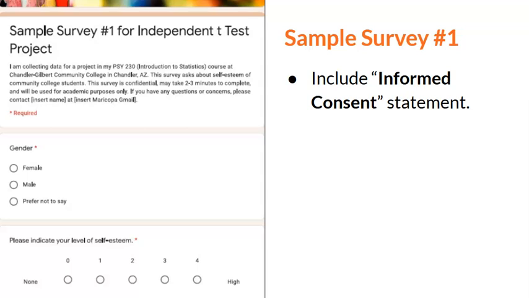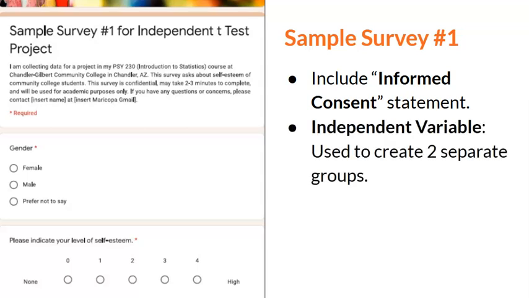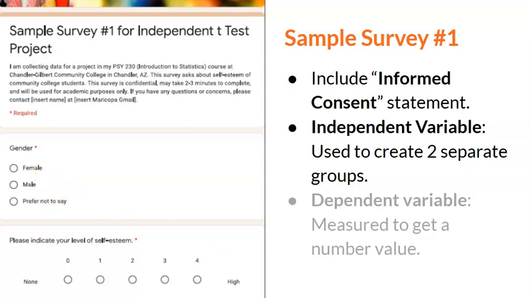The Google form should consist of 2 questions. In this survey example, the first question was the independent variable. This was the quasi-independent variable that we used to create 2 separate groups. In the survey, gender is the independent variable, and the 2 separate groups will be females and males. The second question was the dependent variable, which we measured to get a number value. In the survey, self-esteem is the dependent variable, and self-esteem was measured using a 5-point Likert scale from 0 as no self-esteem and 4 as high self-esteem.